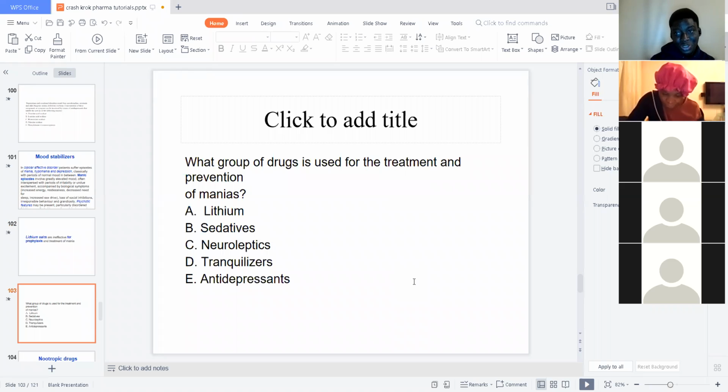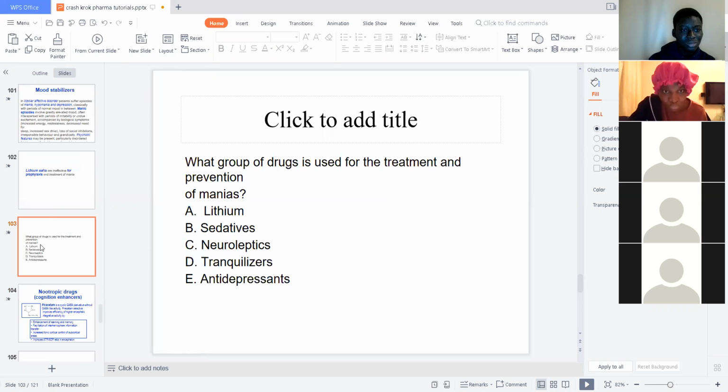Okay. Agnes, question. What group of drugs is used for the treatment and prevention of manias? That will be lithium. Yeah, lithium, that's correct. So quite straightforward. Whenever you see treatment of mania, it's lithium.